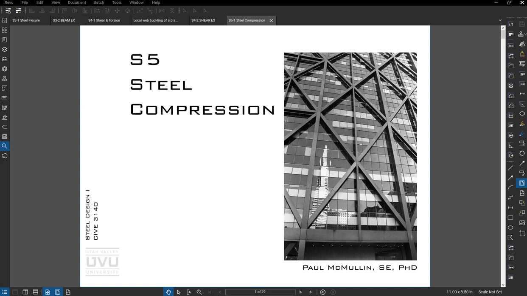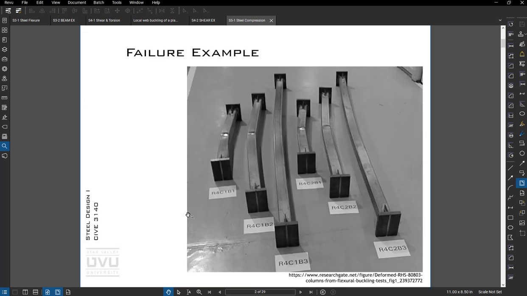Okay, diving right into compression now. Let's take a look at these critical elements. So here are some test specimens of some tube columns. You can see this one's longer and it's bowed out and buckling. These ones are shorter and you can see there's local buckling. So as the member gets longer, it's more prone to a global failure, and as it's shorter, it's more prone to either a local buckling or even a pure yielding.